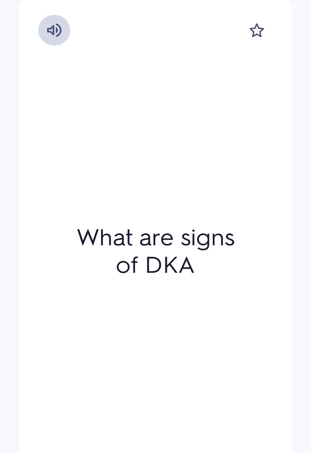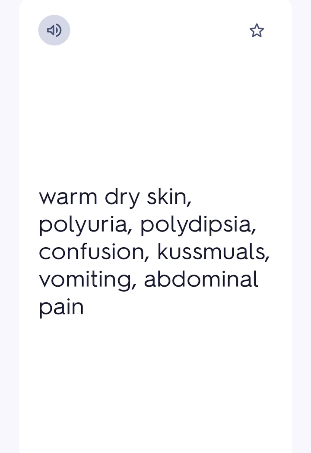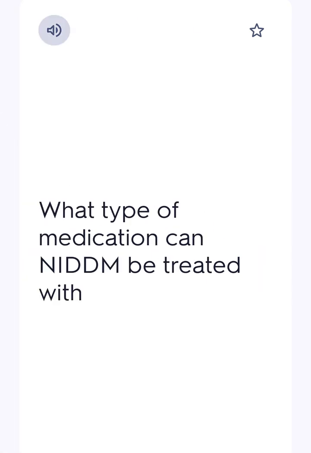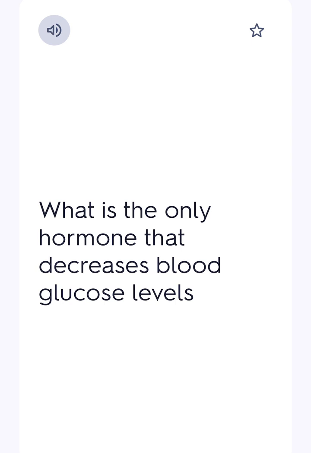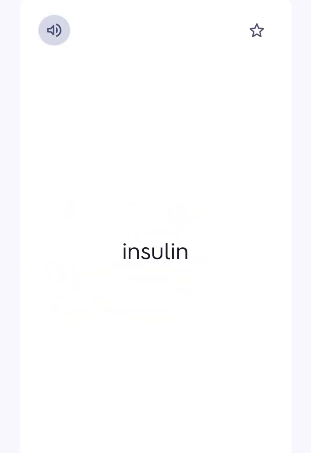What are signs of DKA? Warm dry skin, polyuria, polydipsia, confusion, Kussmaul respirations, vomiting, abdominal pain. What type of medication can an IDDM be treated with? Insulin and oral medications. What is the only hormone that decreases blood glucose levels? Insulin.